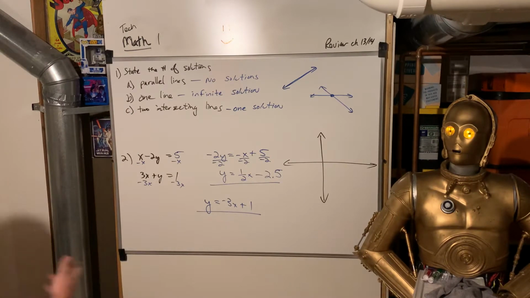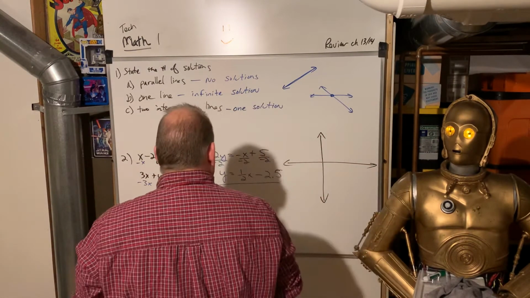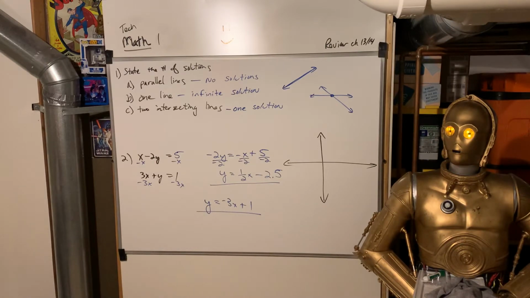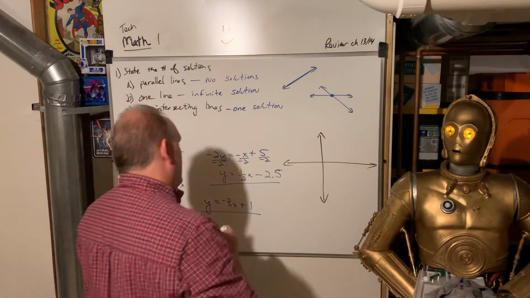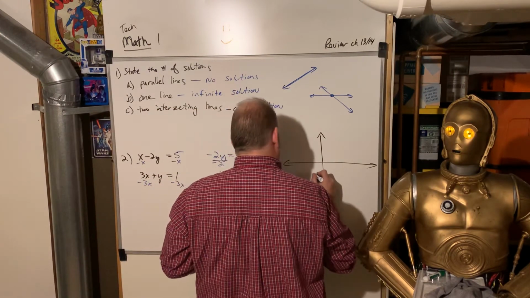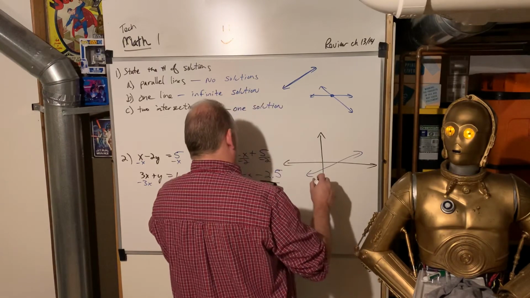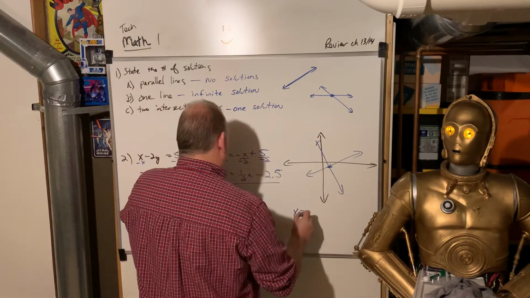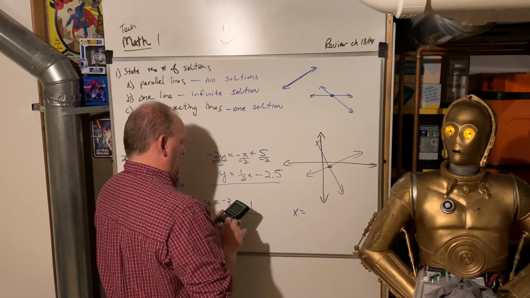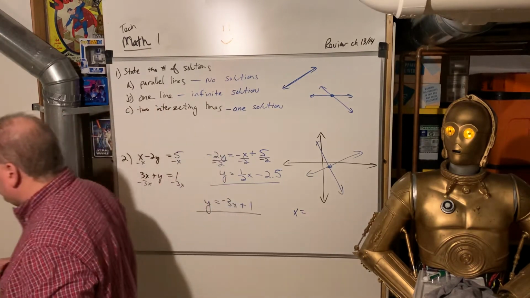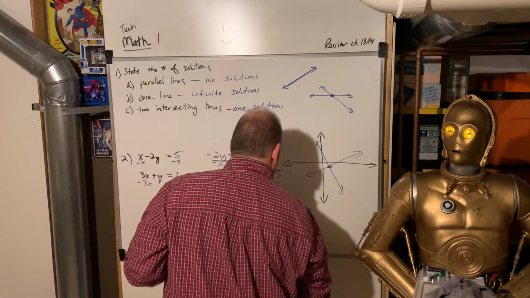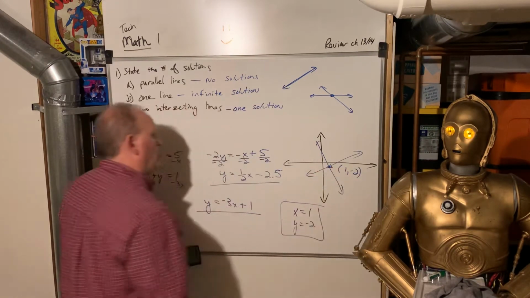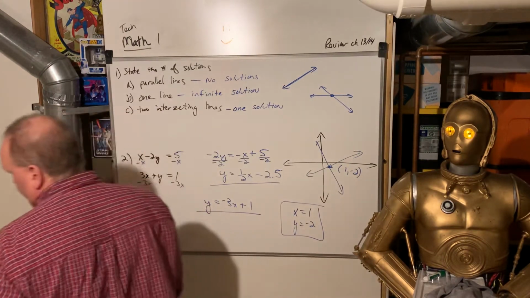So the upside of doing it this way, you literally get to see where the two lines cross, all right? So you get a nice little picture of what's going on. You have that line crossing this line. And there's the point of intersection, x is equal to 1, y is equal to negative 2. So 1, negative 2 is the point of intersection. All right. Let's do the next one.